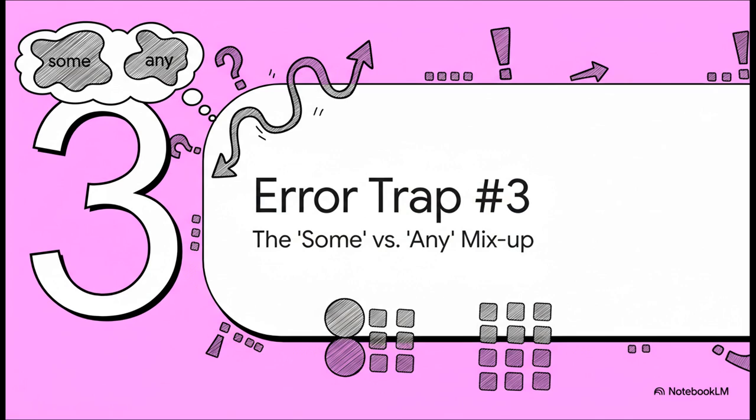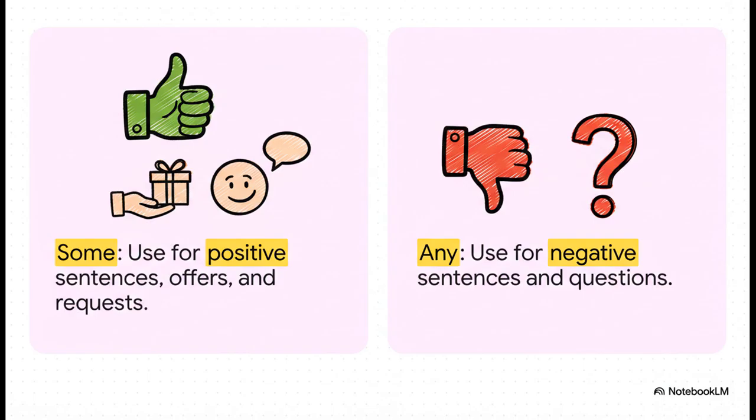All right, our final error trap is a quick one, but it can cost you some really easy marks if you're not paying attention. It's all about knowing exactly when to use some versus any. And here's the rule, laid out perfectly. As a general guide, you're going to use some in positive sentences, like, I need some help, and also when you're making offers and requests. Any is your go-to for negative sentences, I don't have any money, and for most questions, like, do you have any questions? It's a simple difference, but a really critical one.